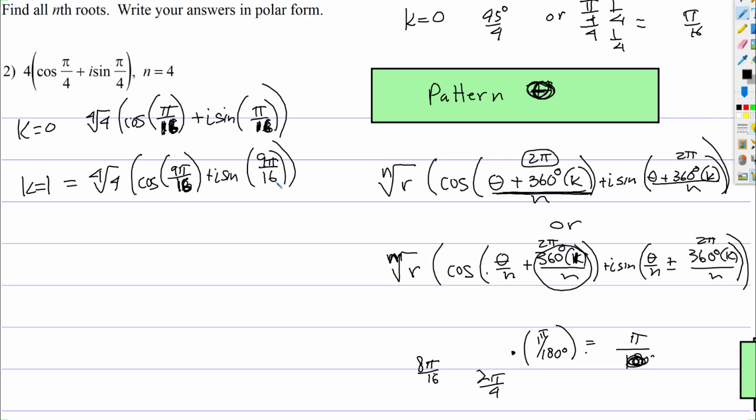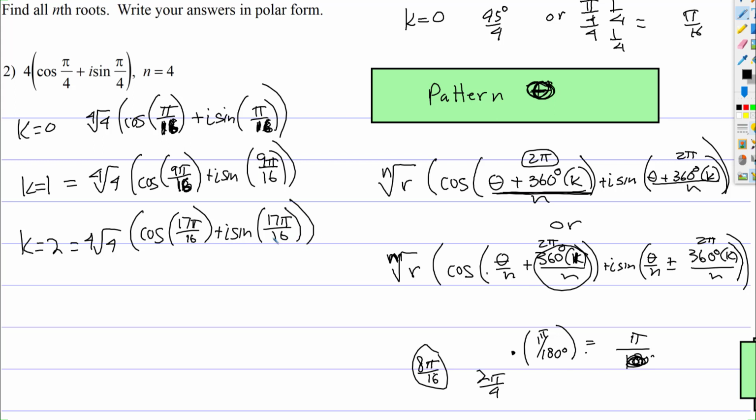Finally, a 16 that looks normal. And then when k is equal to 2, all I'm adding is another 8 pi 16ths. So cosine, 8 plus 9 is 17. So 17 pi 16ths plus I sine 17 pi 16ths.